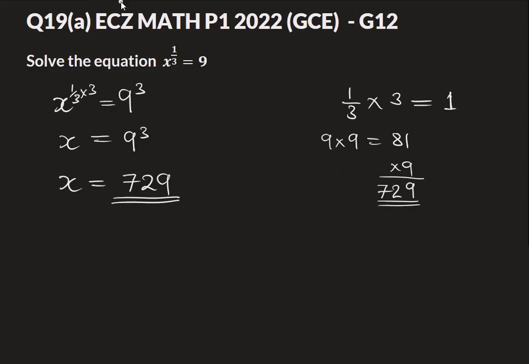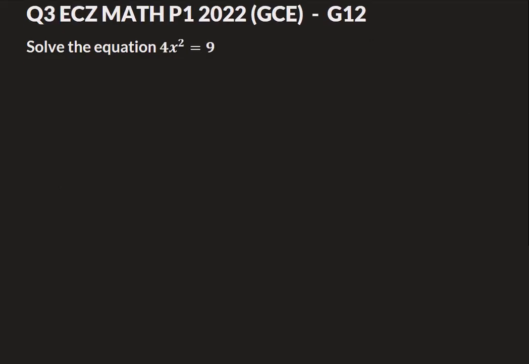Away from that, let's look at another question. The next question here is just a bit more involving. We have a coefficient of 4, which is equal to 9. Not a difficult question to carry out. The first thing is we need to get rid of the coefficient. So we divide both sides by 4. Hence we have x to the power 2 is equal to 9 over 4.